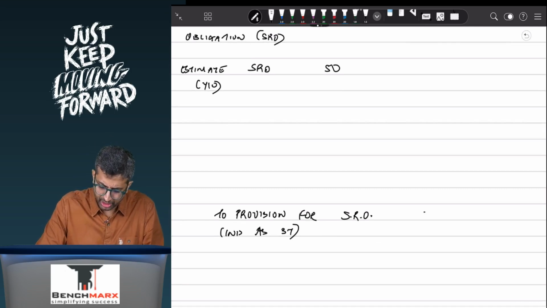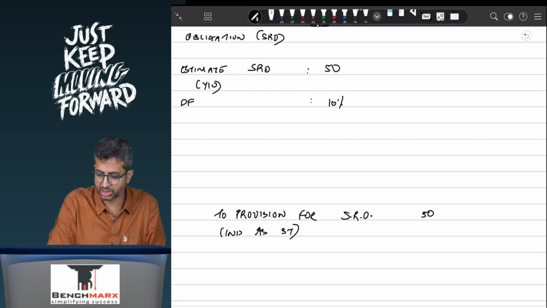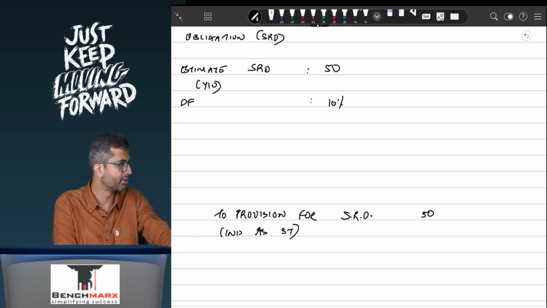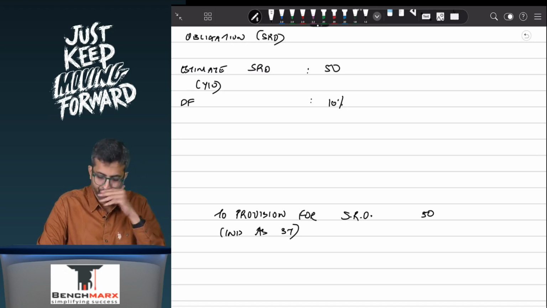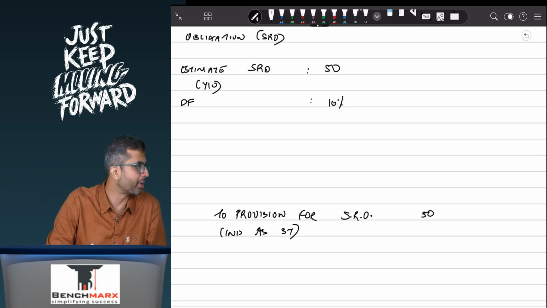What do you guys think? There's a discounting factor also given to you based on various factors. Let's say discounting factor is 10%. Will I create a provision for 50 rupees? Yes or no? The answer is no. Why? Is 50 to be paid after 10 years equal to 50 to be paid today?